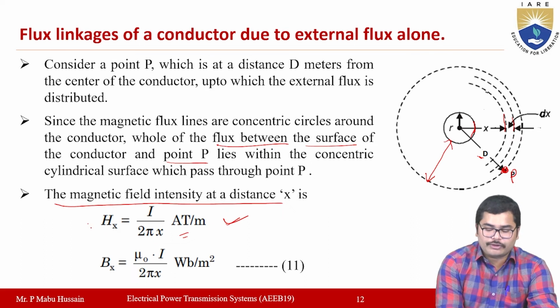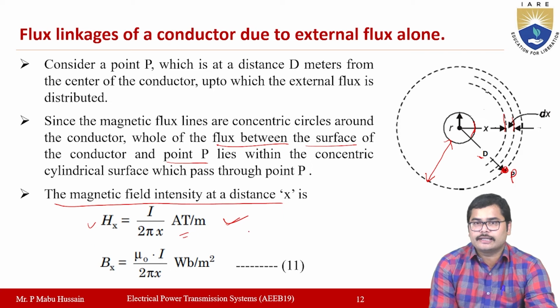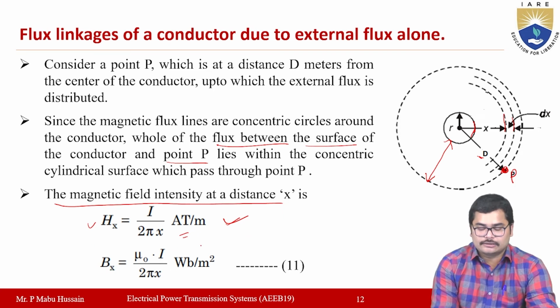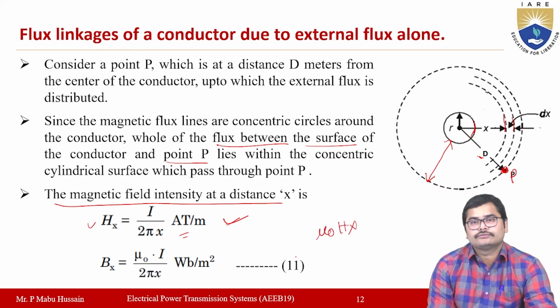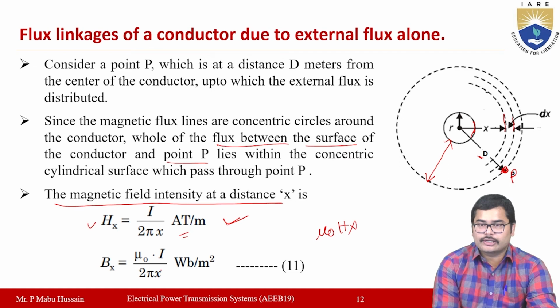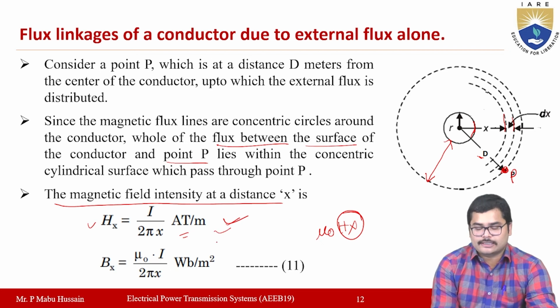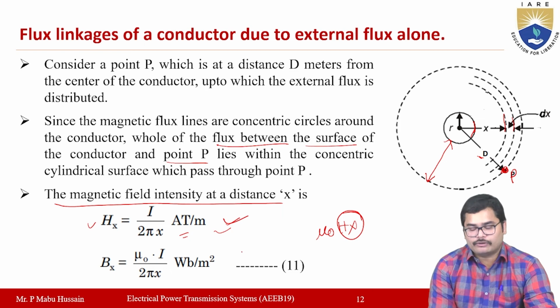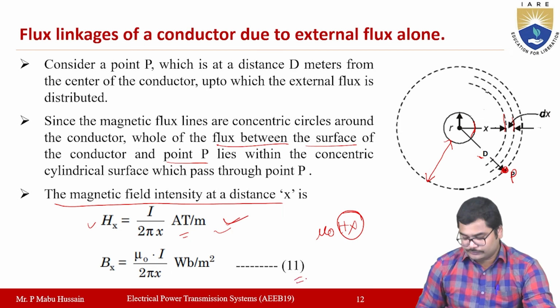Once you know the field intensity, you can determine the Bx value, the magnetic flux density. So Bx is equal to μ0 into Hx. In place of Hx you can substitute I/(2πx). So Bx will be equal to μ0 I/(2πx) you will get. Let it be equation number 11.